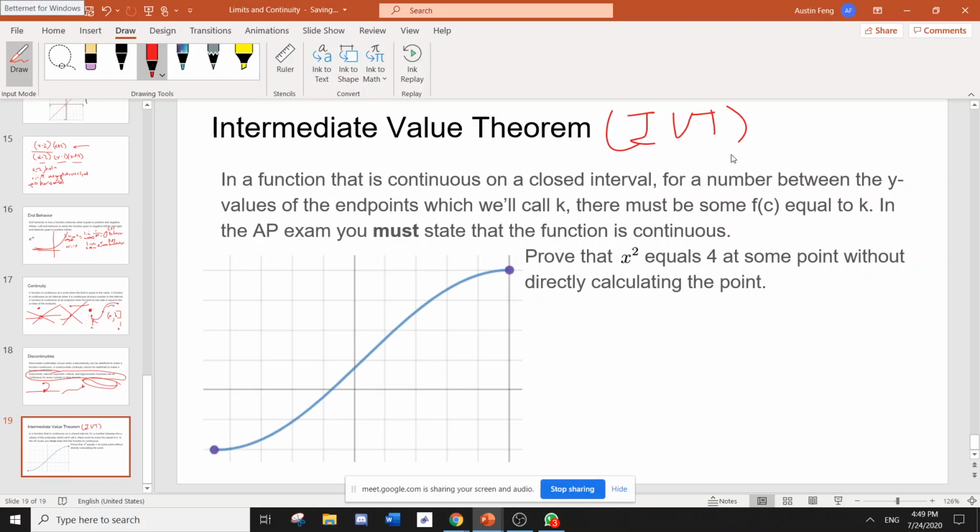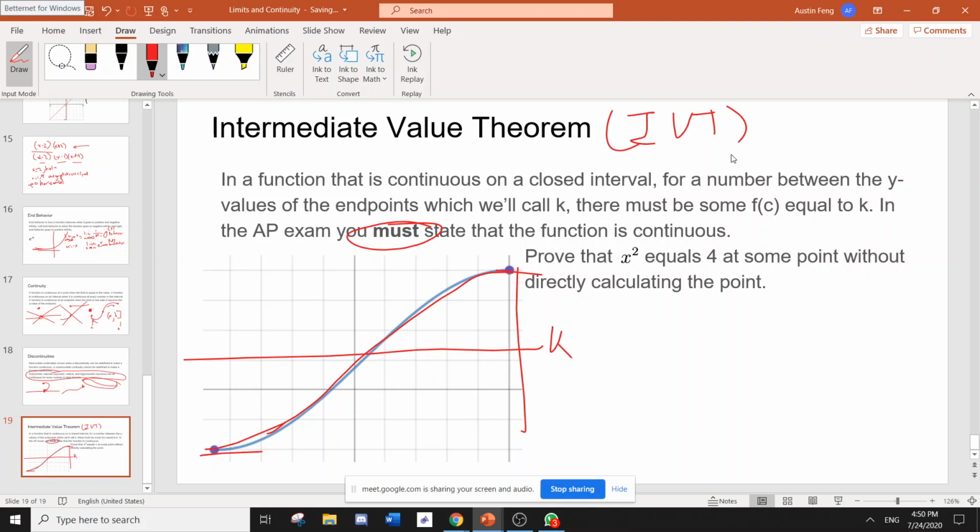So, take a function that's continuous on a closed interval, and a number between the two y values; let's say it's k. There must be some f of c on this closed interval that is equal to k. So in the AP exam, you must state that the function is continuous. I'm pretty sure they'll take off some of your points if you don't, and I don't think you want to do that. It's a really easy way to decrease your score.